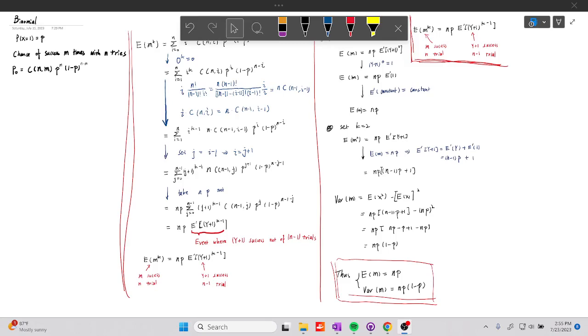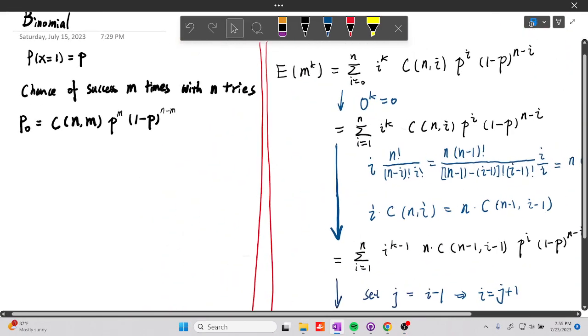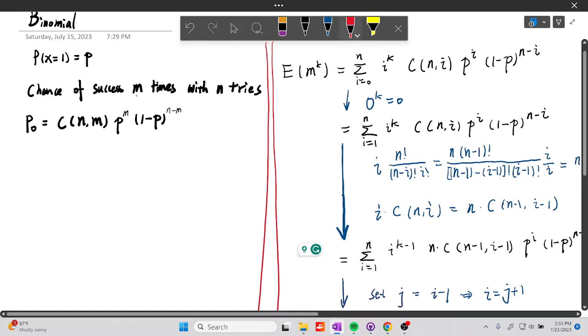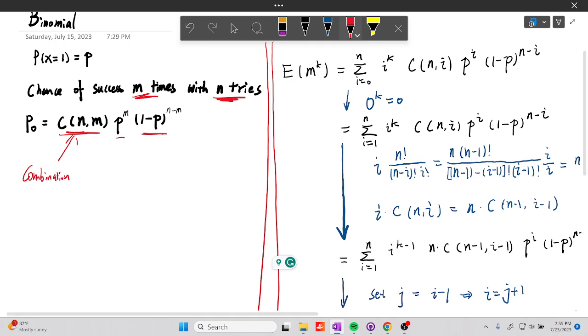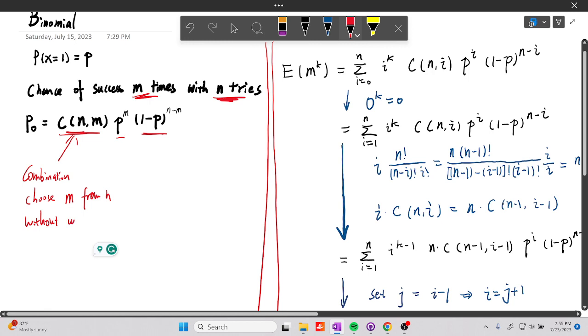Okay. Binomial distribution is the chance of success m times after n tries. So the probability distribution will be C(n,m) p^m (1-p)^(n-m). C(n,m) is a combination of choosing m from n without worrying about order.